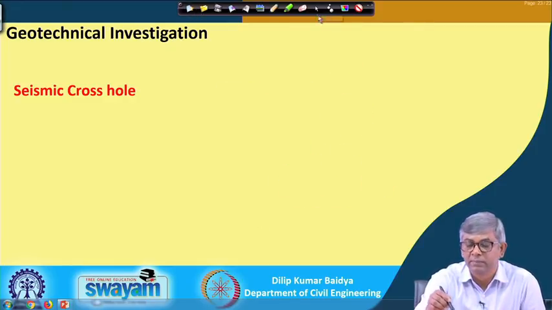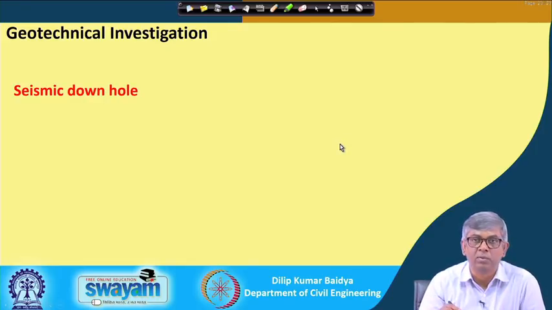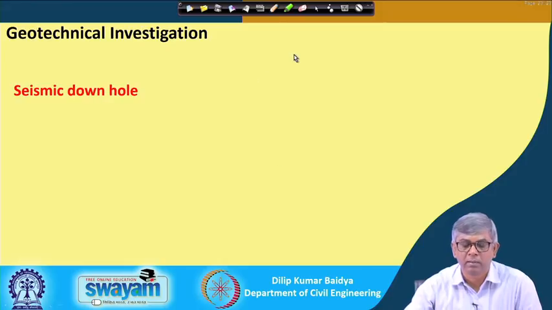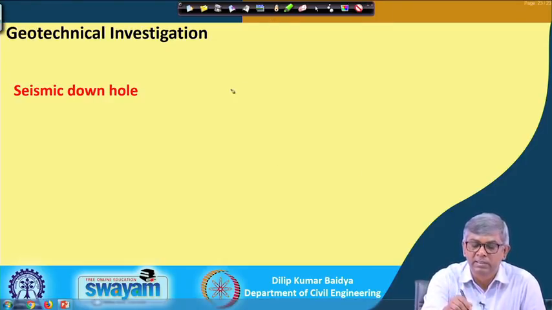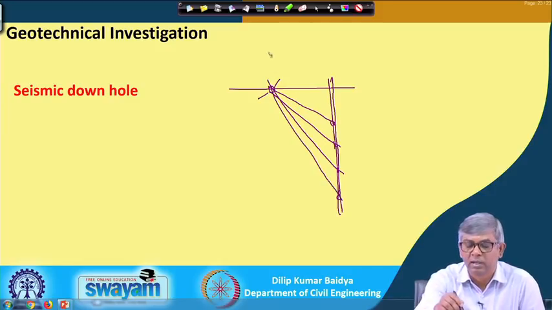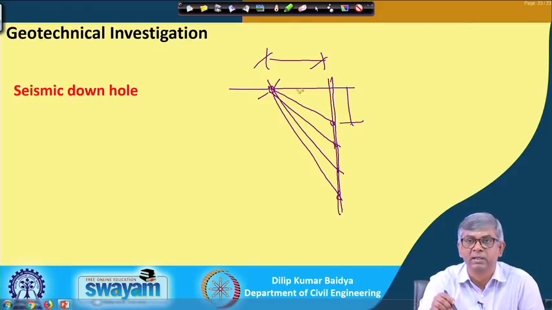Similar to this, there is the seismic downhole, that means we make a disturbance at the surface. Suppose this is the downhole, and in the borehole, from different locations, we can receive. So this will be the receiver. If you know this distance and this distance, and if I record the travel time from here, then we get the velocity.